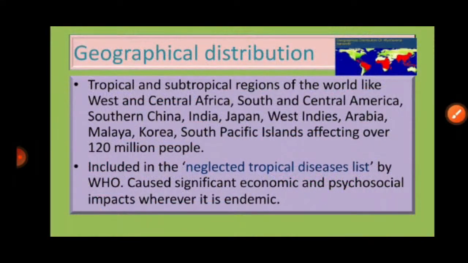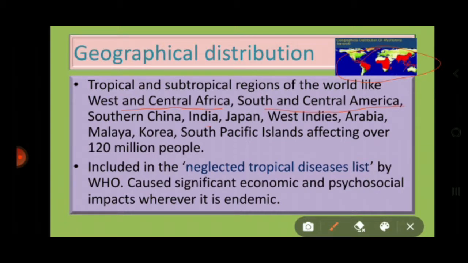This parasite has worldwide distribution but mainly affects tropical and subtropical areas like West and Central Africa. Now you can see in this figure, South and Central America, Southern China, India, Japan, West Indies, Arabia, Malaya, Korea, South Pacific Islands, affecting over 120 million people.